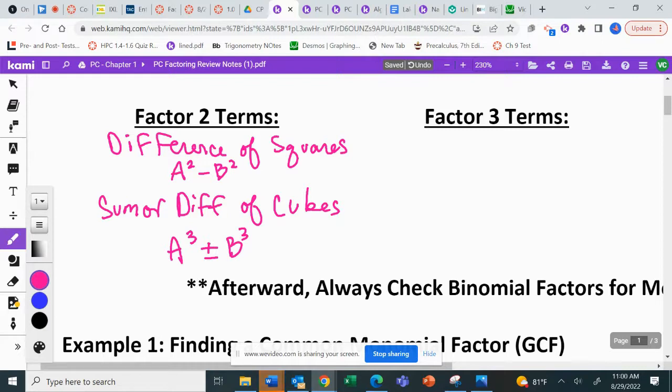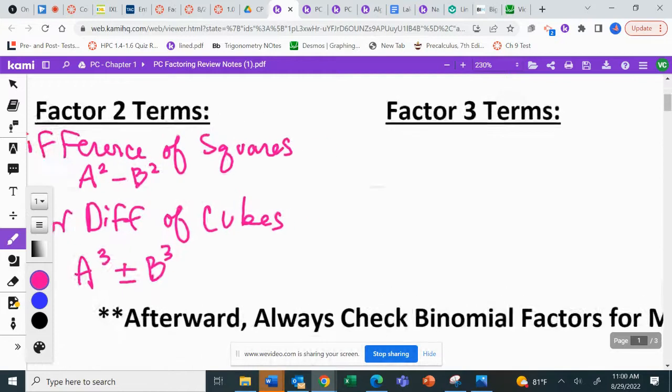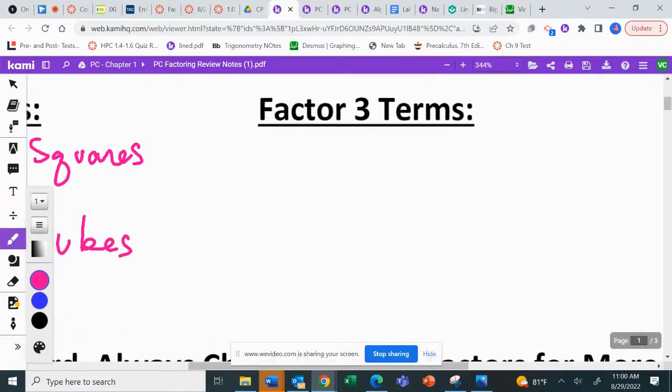Those are the only kinds of two terms that we can factor besides the GCF. If you have anything that's not a difference of squares or not a sum or difference of cubes, it's not factorable over rational numbers and real numbers.